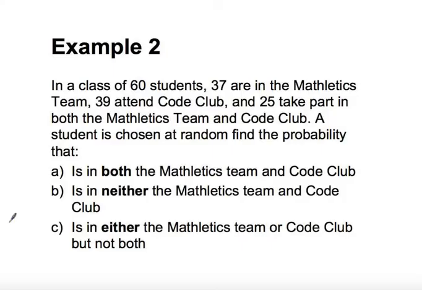So let's have a look at example 2. Example 2 says, in a class of 60 students, 37 are in the mathematics team, 39 attend code club, and 25 take part in both the mathematics team and the code club. A student is chosen at random. Find the probability that the student is in both the mathematics team and the code club, is in neither the mathematics team nor the code club, is in either the mathematics team or code club, but not both.